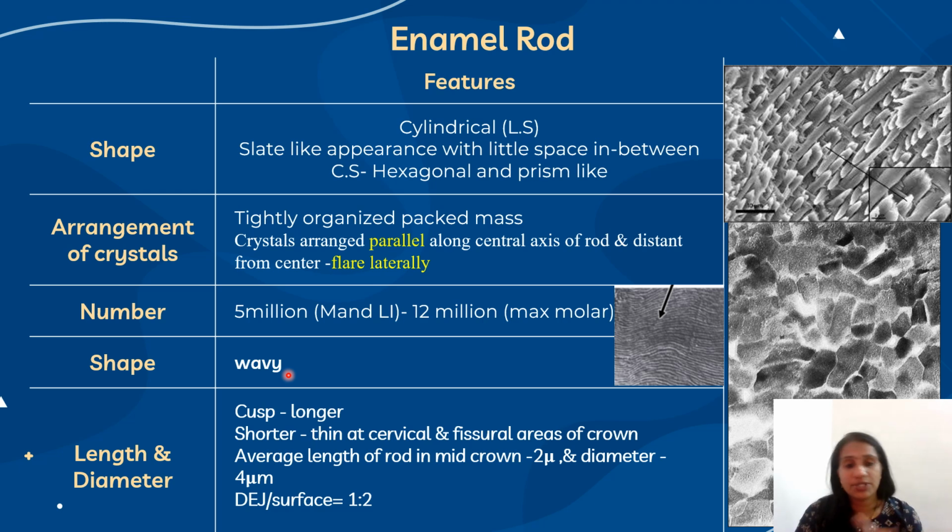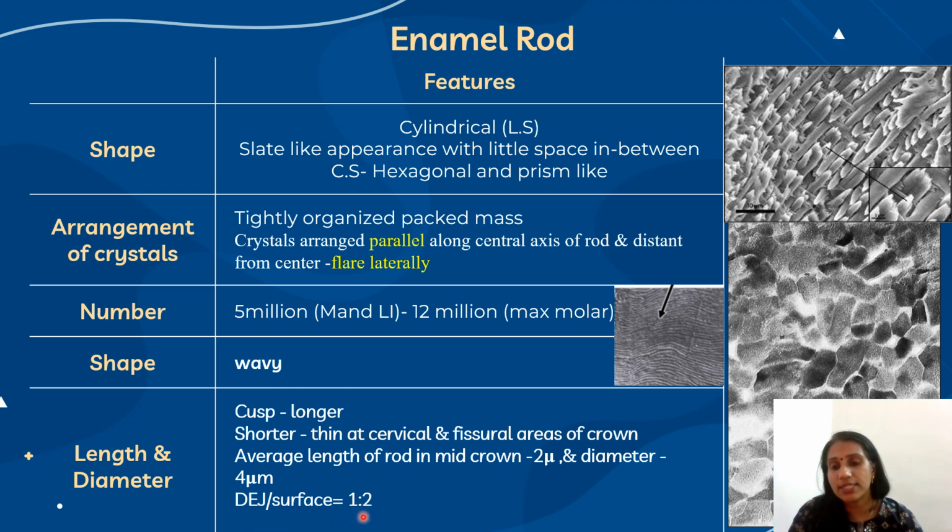And the length and the diameter of the rod, in the cuspal region, the rods are usually longer because of their wavy nature. So if you look at the height of the crown, the length of the rod is going to be greater than the height of the crown, that is from DEJ to the surface. That is because of the wavy nature, it will actually be longer. And so the enamel rods are longer at the cuspal area, and shorter at the cervical region.